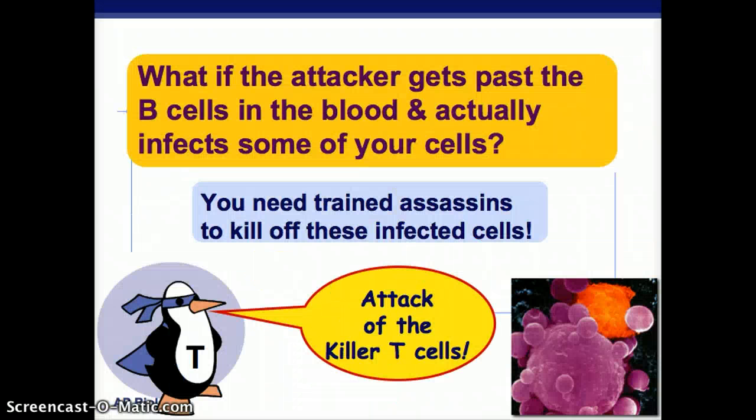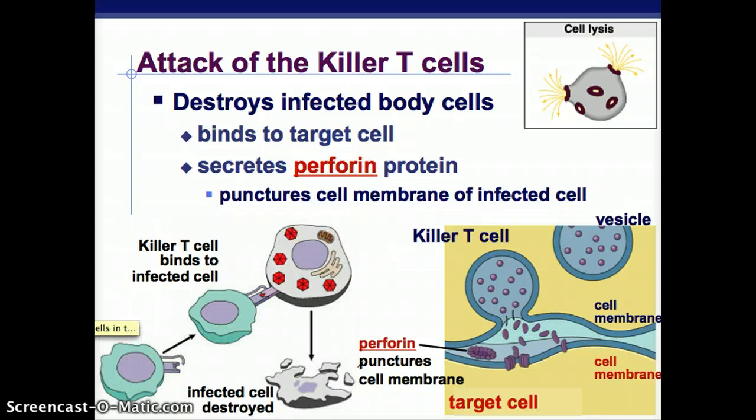Alright, so what if the attacker gets past the B cells in the blood and actually infects some of your cells? Well, you need trained assassins to kill off those cells. In comes the attack of the killer T cells. That's literally what they're called. Alright, so they destroy infected body cells.